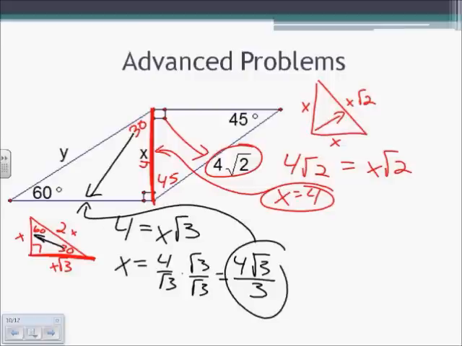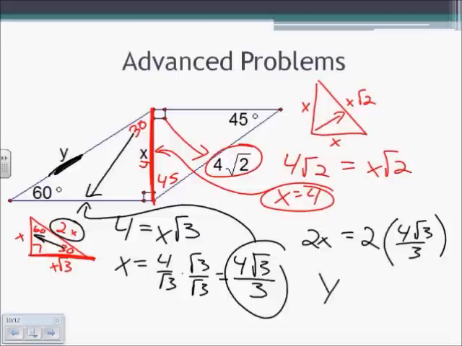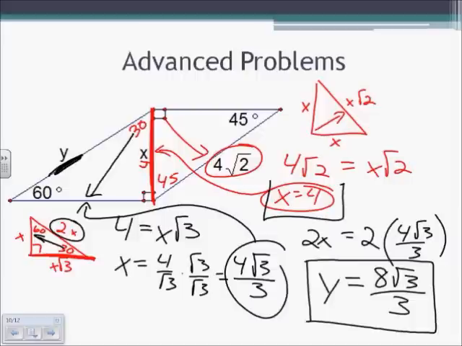And the final value we're trying to solve for, y, is really the hypotenuse of that 30, 60, 90 triangle, which is 2 times x. So if x is equal to 4 square root of 3 over 3, then 2x is equal to 2 times what x is, which is 4 square root of 3 over 3. So our final value for y is really equal to 8 square root of 3 over 3. Final answer for y, final answer for x for the problem. So again, this one combined both the 45, 45, 90 triangle and the 30, 60, 90 triangle.